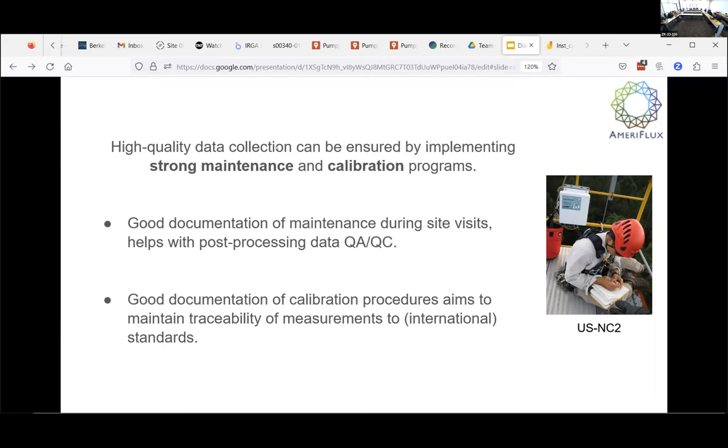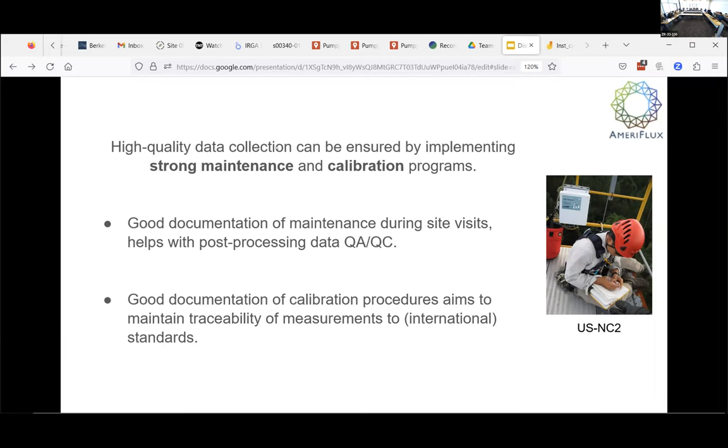Of course, all sites are data providers, right? All of us within even an AmeriFlux team have sites also that we manage, so we know all the difficulties and challenges that the site team meets. Good documentation of maintenance during site visits helps with post-processing data QAQC, right? When you receive those nice messages from Hassan saying, what is that point here doing? And you say, oh yeah, damn, the bird was on my radiation sensor at front. That's better to try to filter some of the data that you submit to us.